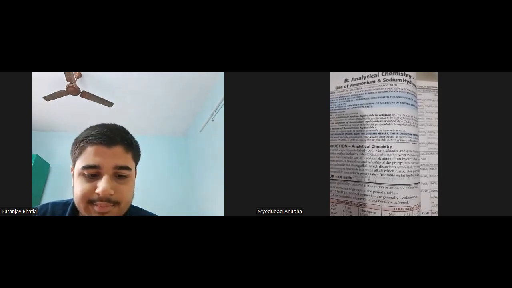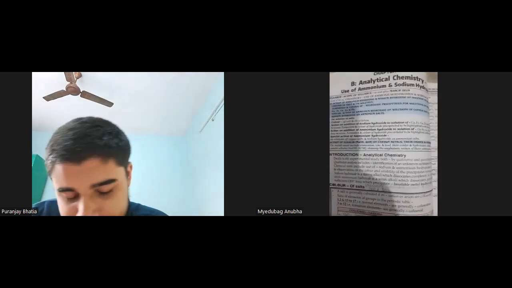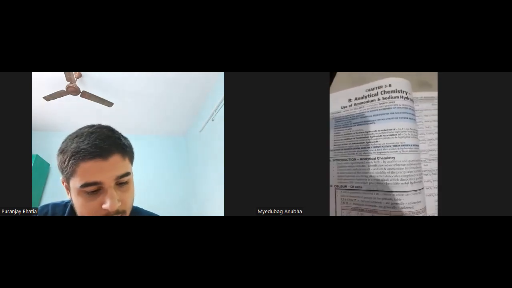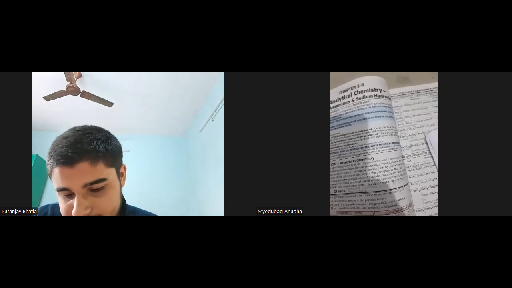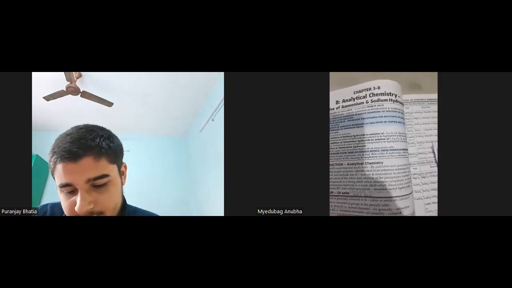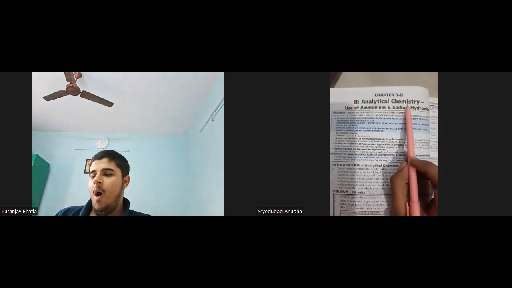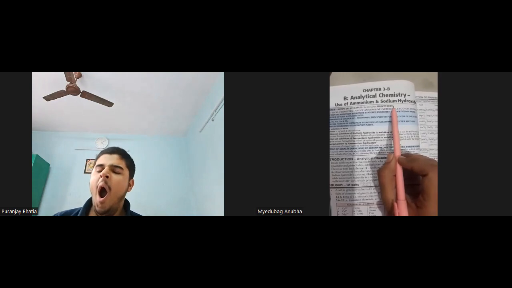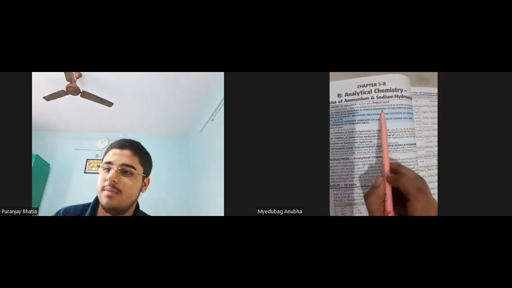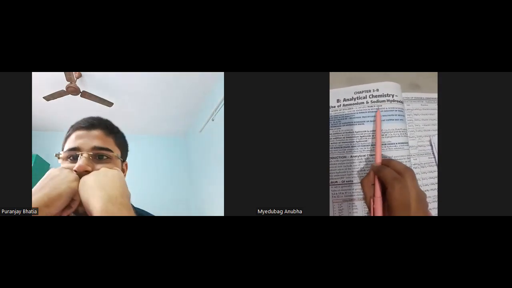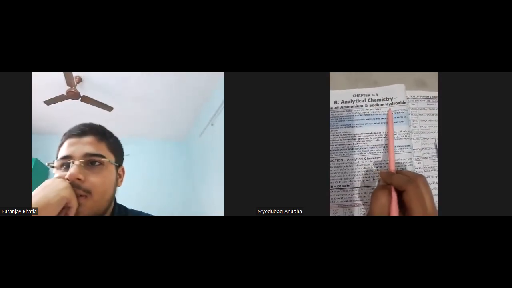Now we are going to start our lesson number 3B part, that is your analytical chemistry. In this analytical chemistry, you are going to read only about two salts, that are ammonium and sodium hydroxide. Basically, this is a part of the salt. This particular part deals with salts and their solutions. In analytical chemistry there are many other classifications, but in your syllabus there are ammonium and sodium hydroxide.